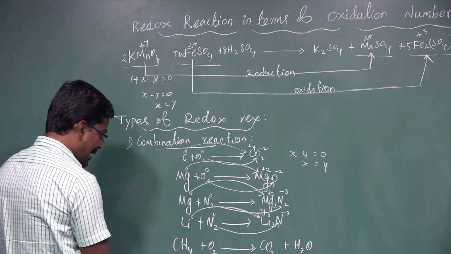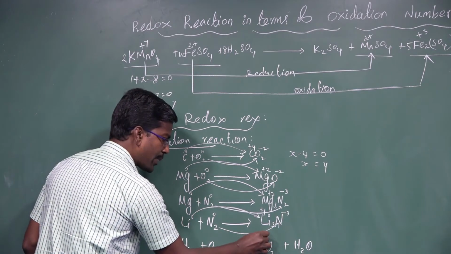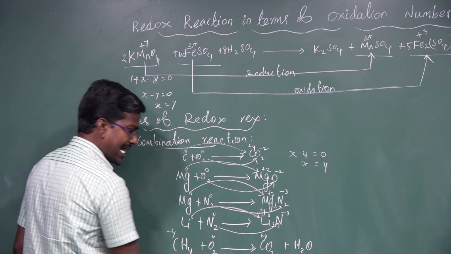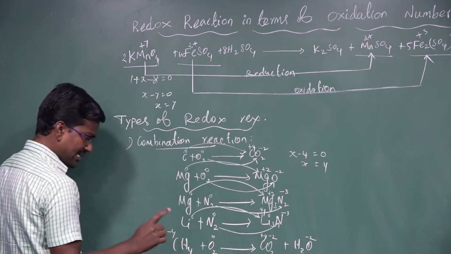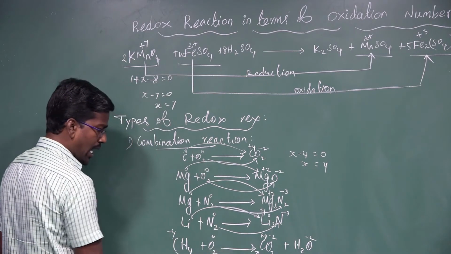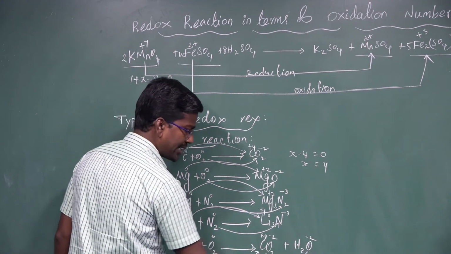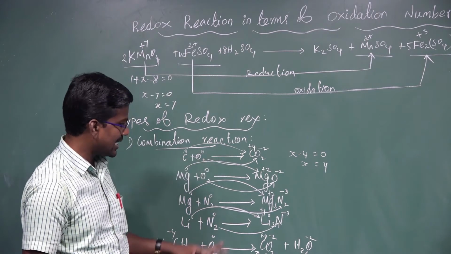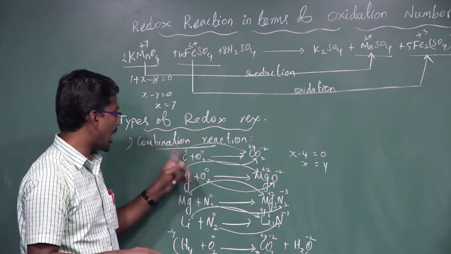Another one, the oxidation state of carbon is minus 4. Here, the oxidation state of carbon is plus 4. The oxidation state of oxygen is 0, and here it is minus 2, here also minus 2. So the oxidation number increases from minus 4 to plus 4. Another one, the oxidation number of oxygen decreases from 0 to minus 2. So both oxidation as well as reduction take place in all these reactions. In these examples, it is a redox process. It takes place in combination reactions.